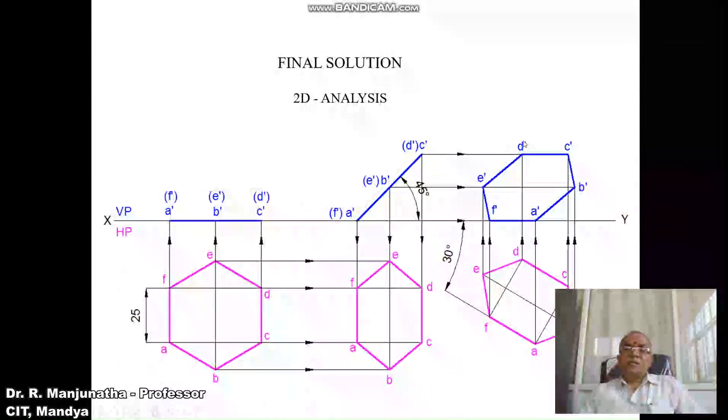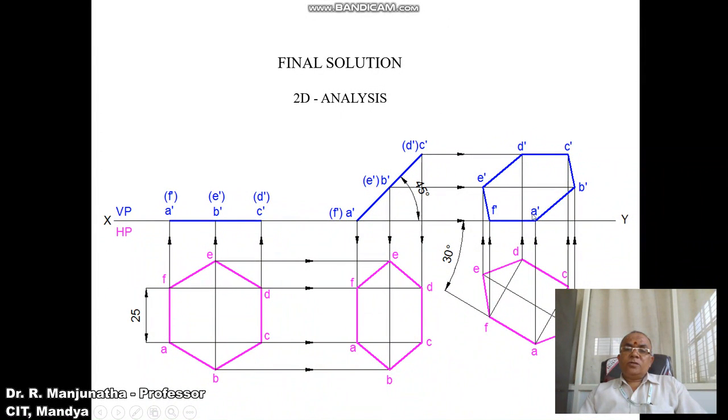Both will intersect at C dash and D dash respectively. And you mark this point as C dash and D dash, and mark this point A dash, B dash, A dash, and F dash, and join A dash to B dash, B dash to C dash, C dash to D dash, D dash to E dash, and E dash to F dash to A dash with a dark line.